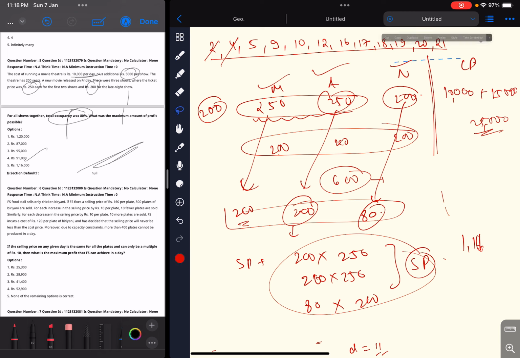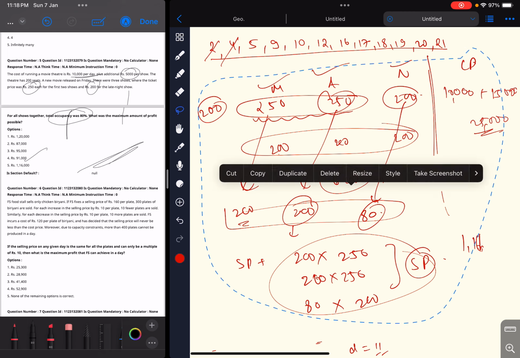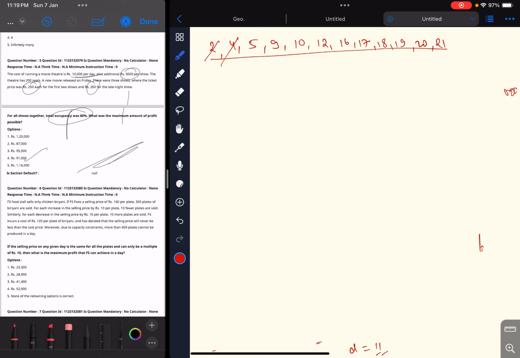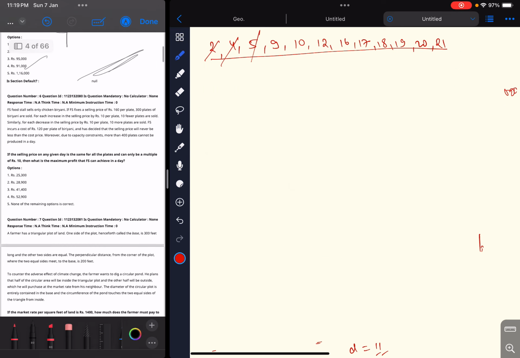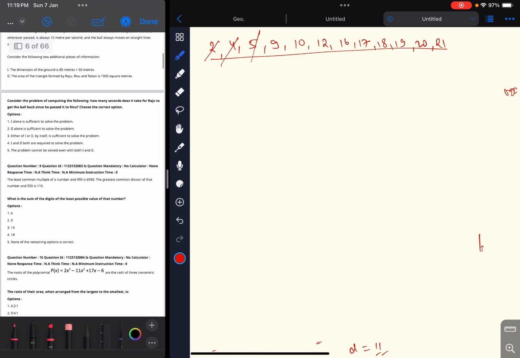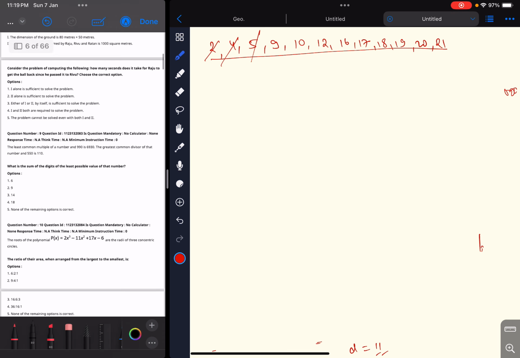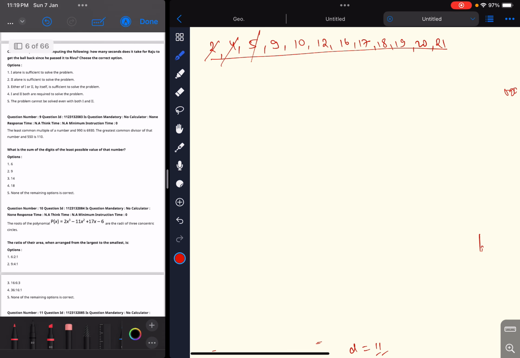So question number 5 is also done. Coming to the next one. Coming to question number 9. The least common multiple of a number and 990 is 6930. Okay, so two numbers are there. Suppose x and 990. Their LCM is 6930. Now let us see what the other number can be. Okay, so 6930 by 990.